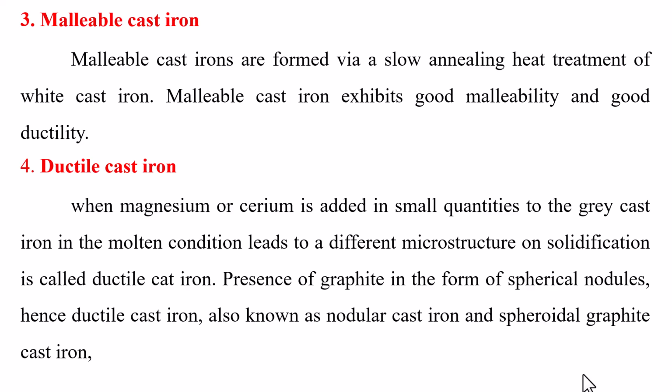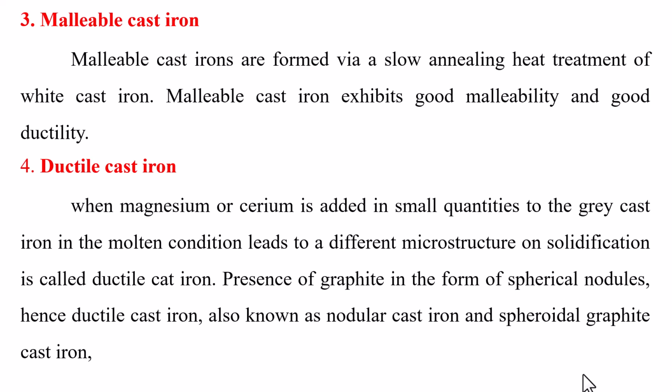Third one is malleable cast iron. Malleable cast irons are formed by a slow annealing heat treatment of white cast iron. Malleable cast iron exhibits good malleability and good ductility. That is, malleable cast iron is produced from white cast iron. It is a little more malleable in nature compared to white cast iron. We don't compare it with steel; we are comparing it with white cast iron.